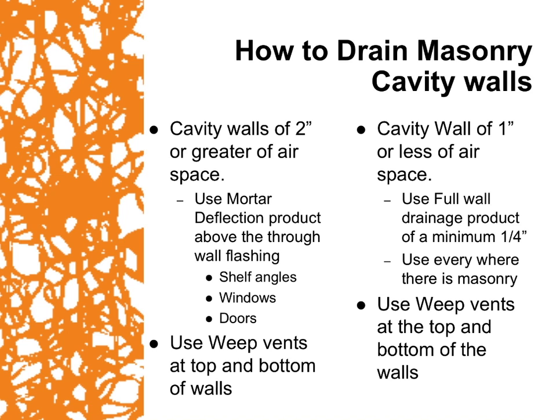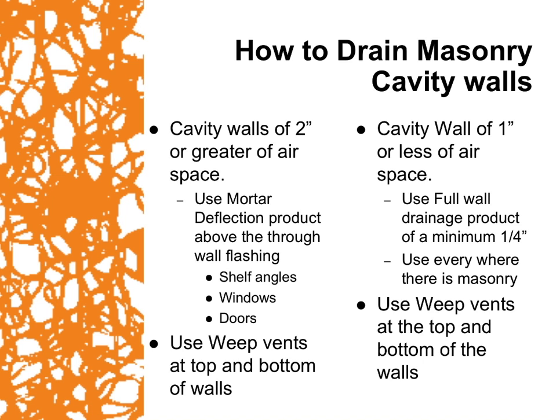How to drain masonry cavity walls. In summary, for cavity walls with 2-inch or greater airspace, it's recommended to use a mortar deflection product above the through-wall flashing, the shelf angles, the windows and doors, as well as use weep vents at the top and bottom of the walls to allow for proper airflow.